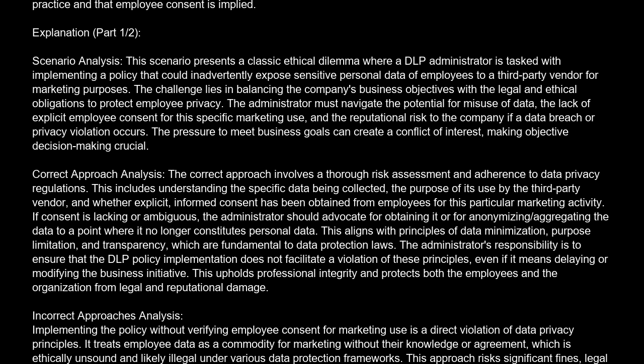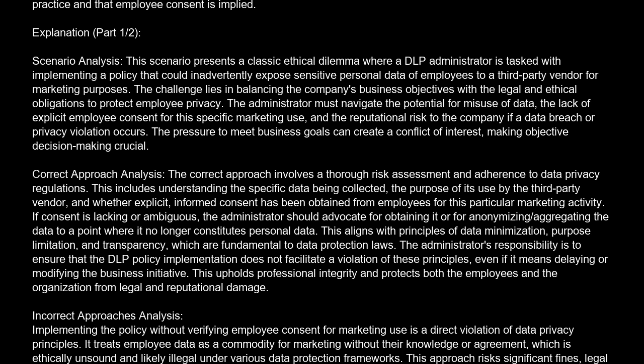Correct approach analysis. The correct approach involves a thorough risk assessment and adherence to data privacy regulations. This includes understanding the specific data being collected, the purpose of its use by the third-party vendor, and whether explicit, informed consent has been obtained from employees for this particular marketing activity. If consent is lacking or ambiguous, the administrator should advocate for obtaining it or for anonymizing or aggregating the data to a point where it no longer constitutes personal data.